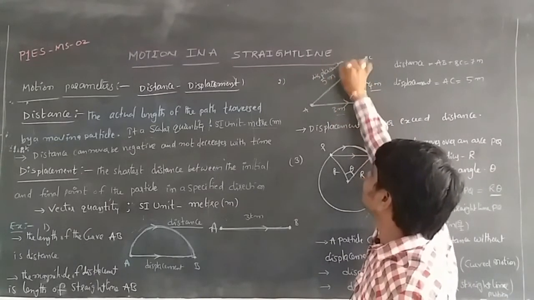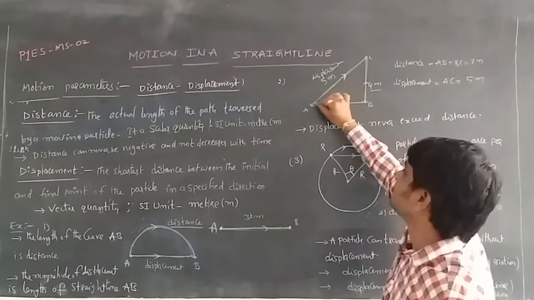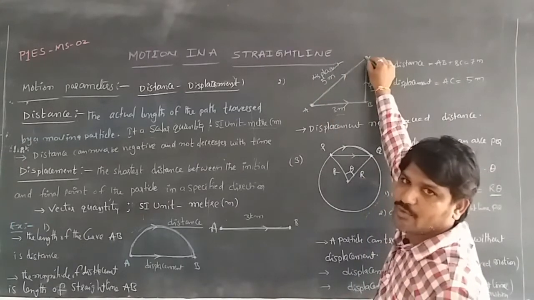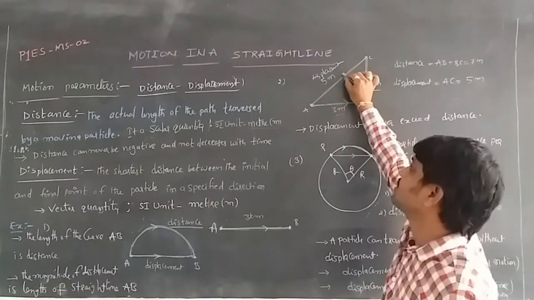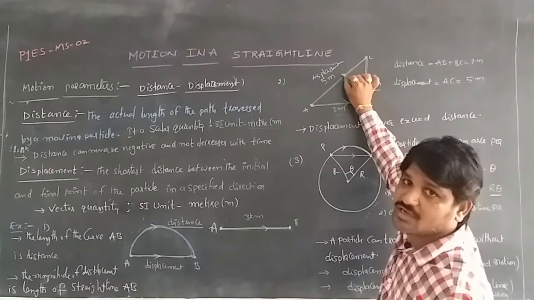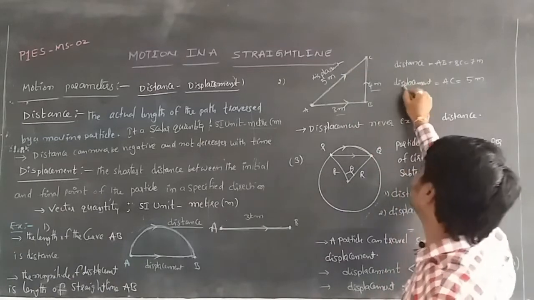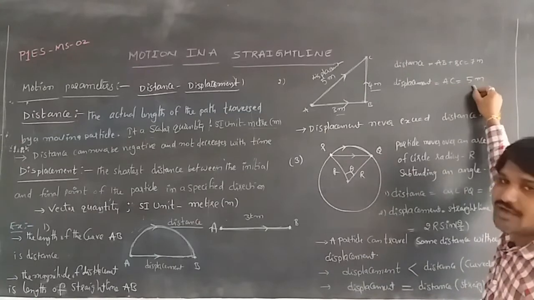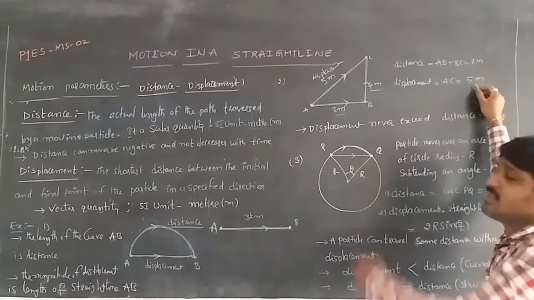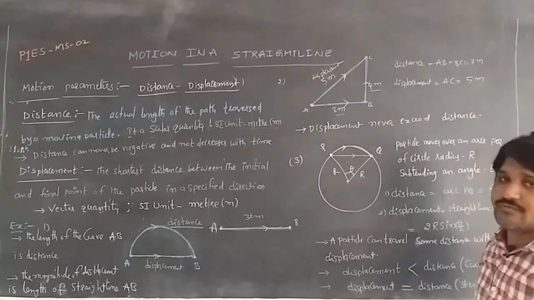Displacement is the shortest path drawn from the initial point to the final point, in a specified direction. When we draw the line in the specified direction, that is called displacement, that is AC. AC is the displacement, that is 5 meters. By using the Pythagoras method, we can get that line as 5 meters.